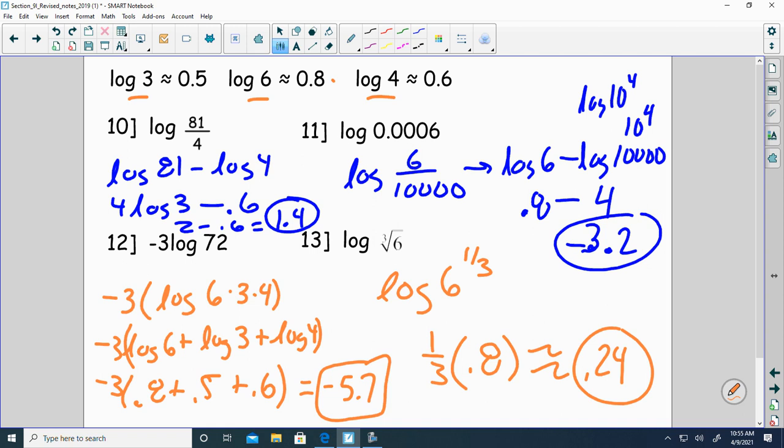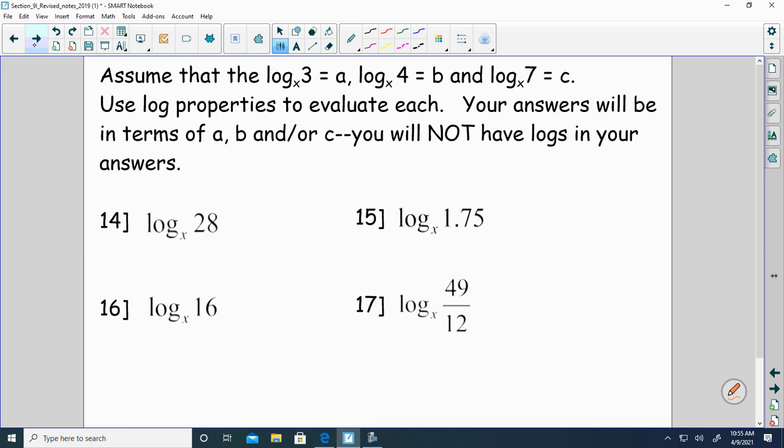Okay, 2 slides left, 5 minutes left. Okay, I could do it. I'm pretty sure you might feel comfortable with these. Are these done the same way? So this would just break up to log base x of 4 plus log base x of 7. You have them up above. Log base x of 4 is equal to b. Log base x of 7 is equal to c, so b plus c is that answer.